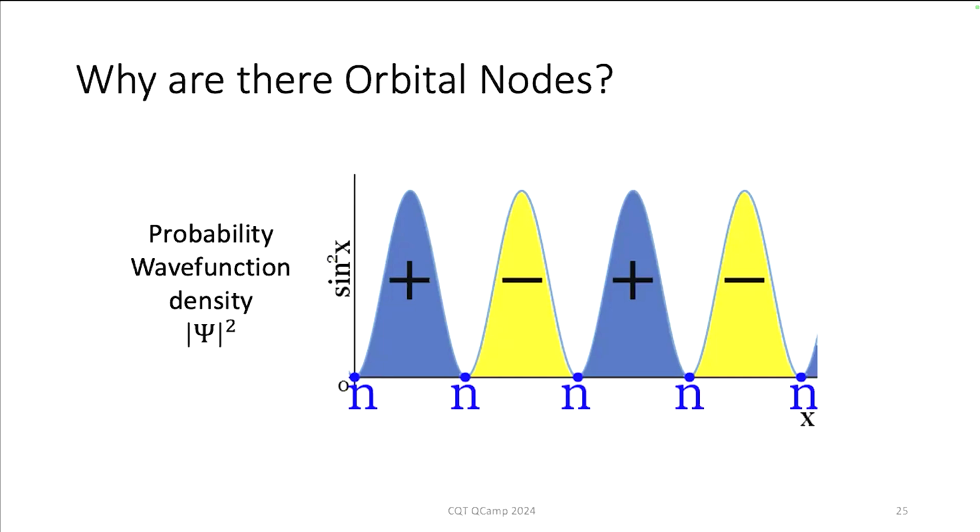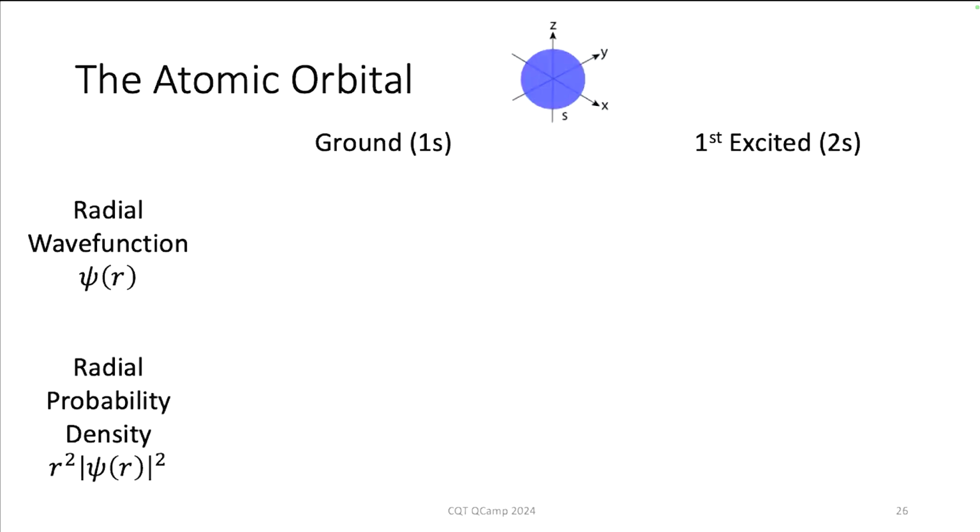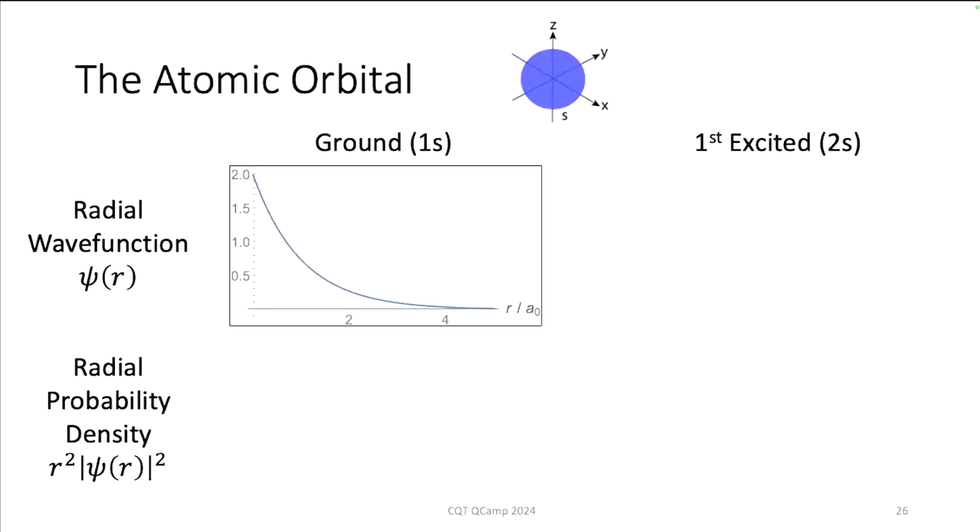So, for example, let us look at the atomic orbitals. We are looking at the radial part of the wave function, so we are looking at the radius, the radial axis. So this is the wave function. It starts off intersecting at 0 at 2, and then it goes down exponentially all the way, right? And this is the radial wave function.